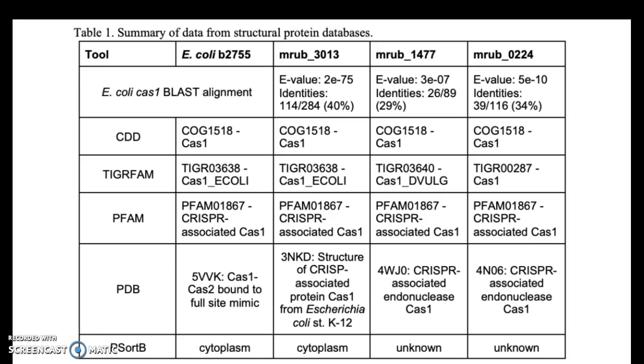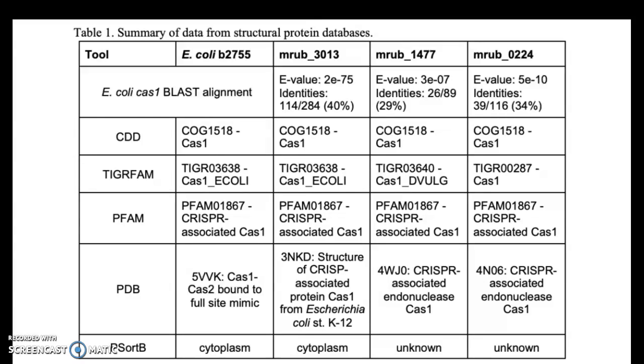This table summarizes the data pulled from multiple databases. The first row shows the NCBI protein BLAST alignment results from earlier in the video. The second row shows the hits each gene pulled from the Conserved Domains Database. All 4 genes pulled COG1518, which is the functional group containing Cas1 proteins. The third row is each gene's hits from the TIGRFAM database, and these are a little different between genes. Both B2755 and mRub3013 pulled TIGR03638, which is the TIGRFAM grouping for Cas1 proteins from or closely related to those found in E. coli.